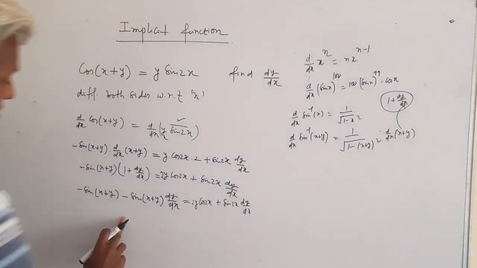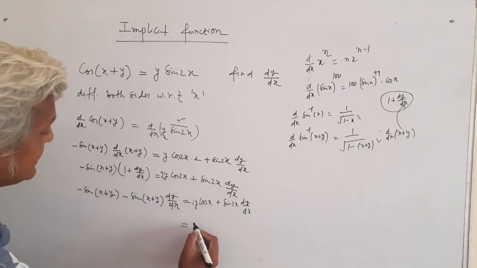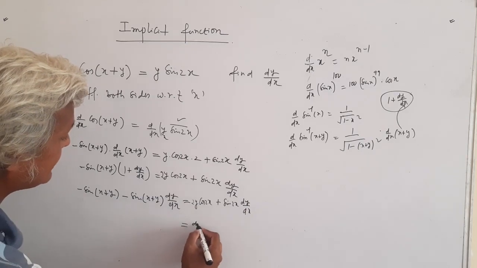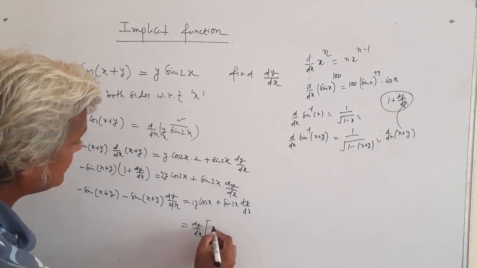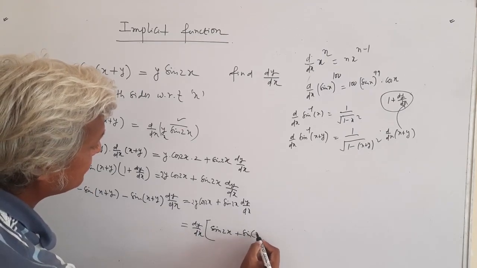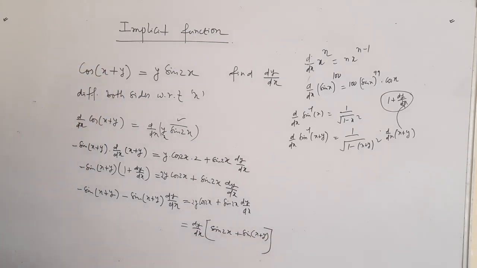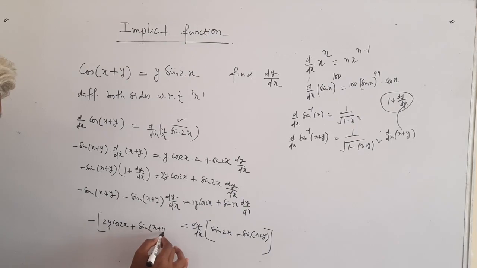Keep the dy by dx terms together and the non dy by dx terms together. So I take this to that side, and this becomes positive, and at the same time I take dy by dx common. So this will become sin 2x plus sin(x + y), and this one is also becoming negative, so I take minus common. Then this is 2y cos 2x plus sin(x + y).